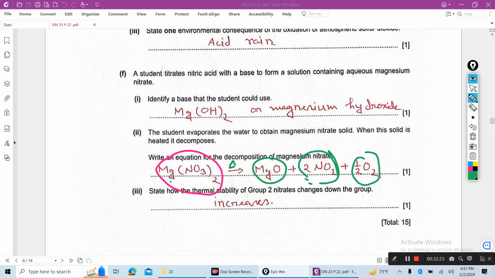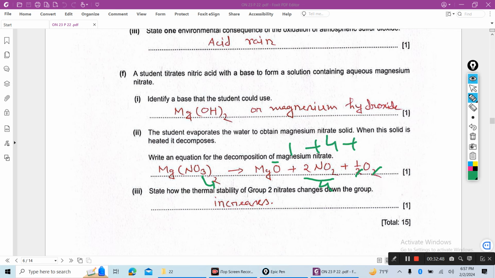Here magnesium 1, magnesium 1. Nitrogen 2 ones are 2, here 2, nitrogen balanced. Oxygen, 3 twos are 6 oxygen; here 1, 2 twos are 4, and if I write half here, the 2s cancel, so 1 plus 4 plus 1, 6 oxygen. Equation balanced. Any group 2 nitrate, magnesium nitrate, calcium nitrate, if you supply heat, it decomposes to produce group 2 oxide, nitrogen dioxide and oxygen.